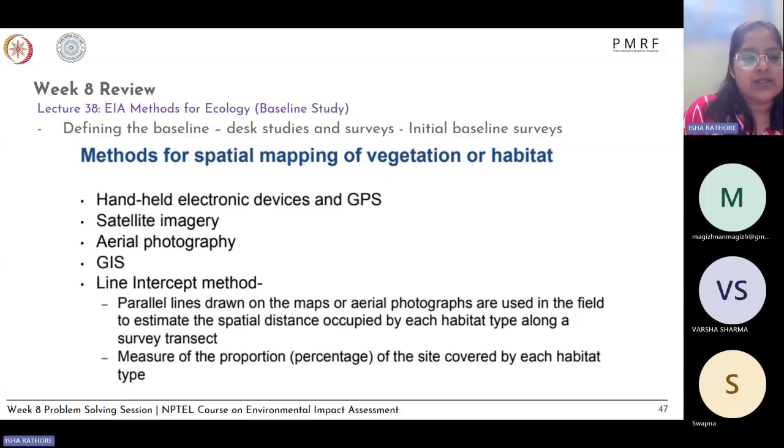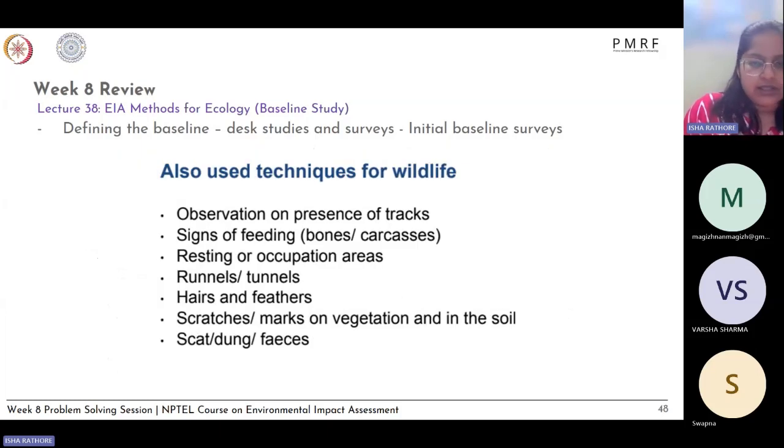So line intercept method is when parallel lines are drawn on a map or aerial photographs, and it's used to estimate the spatial distance occupied by each habitat type along a line, and it gives the measure of proportion or the percentage of site which is covered by each habitat type. So we will look up at an example with the image for line intercept method.